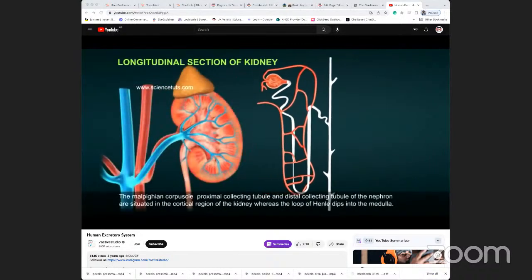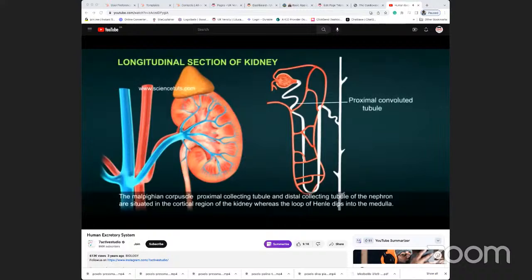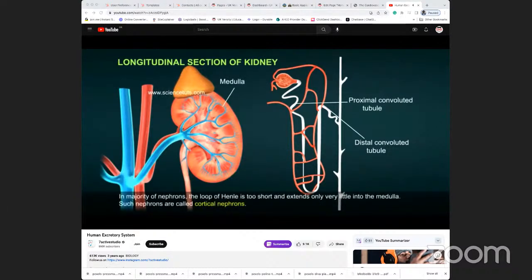The Malpighian corpuscle, proximal collecting tubule, and distal collecting tubule of the nephron are situated in the cortical region of the kidney, whereas the loop of Henle dips into the medulla. In the majority of nephrons, the loop of Henle is too short and extends only very little into the medulla. Such nephrons are called cortical nephrons. In some nephrons, the loop of Henle is very long and runs deep into the medulla. These nephrons are called juxtamedullary nephrons.